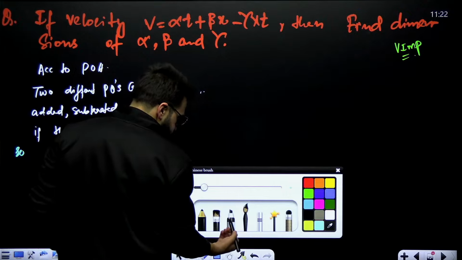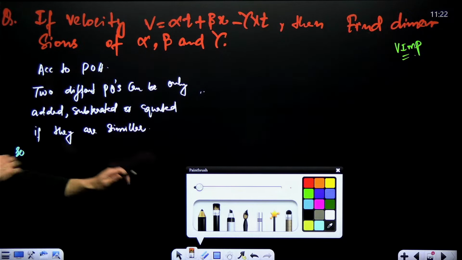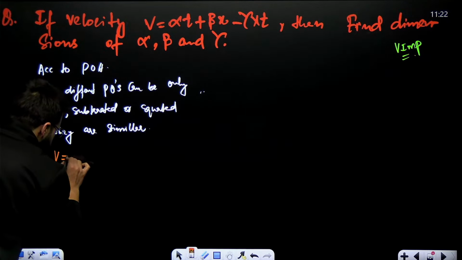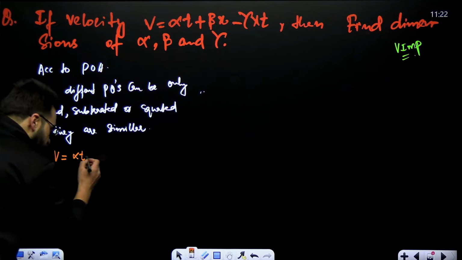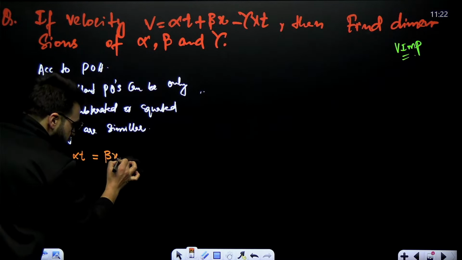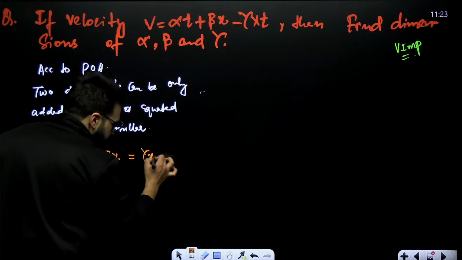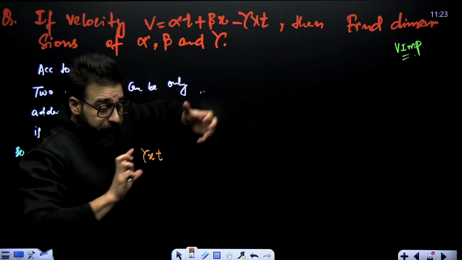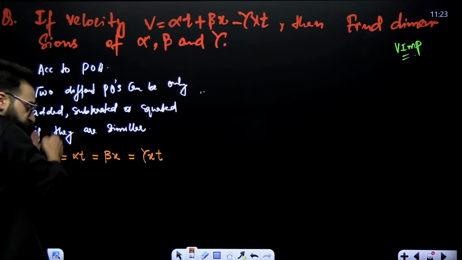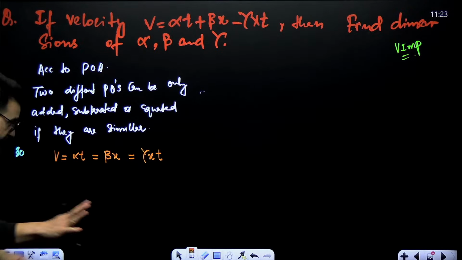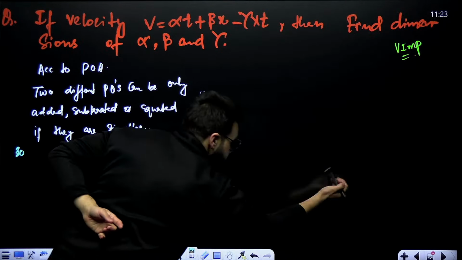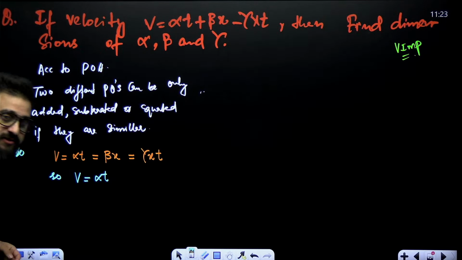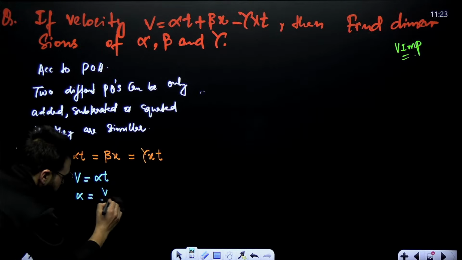So guys, according to this logic, I would want you to focus, can I not say this V will be equal to alpha t, will be equal to beta into x, will be equal to gamma xt? These physical quantities can be only equated, added, subtracted if their dimensions and units are similar. So I can say V is equal to alpha t. Now tell me, what is alpha? Alpha is equal to V divided by t.